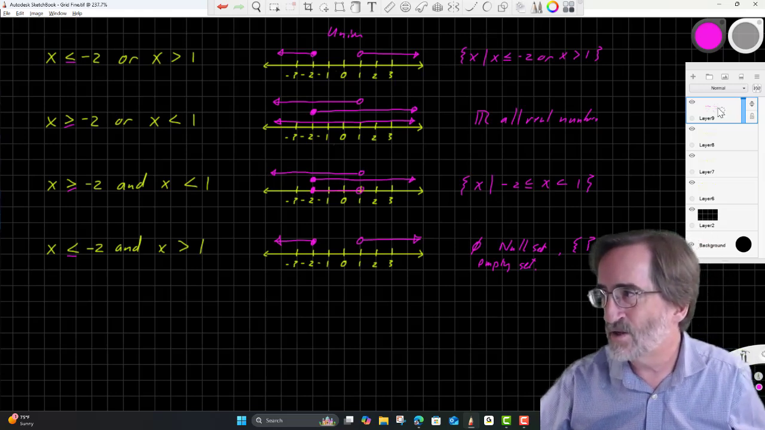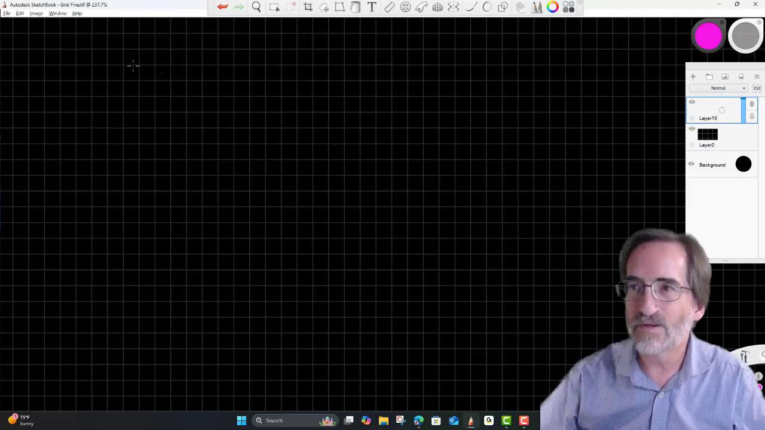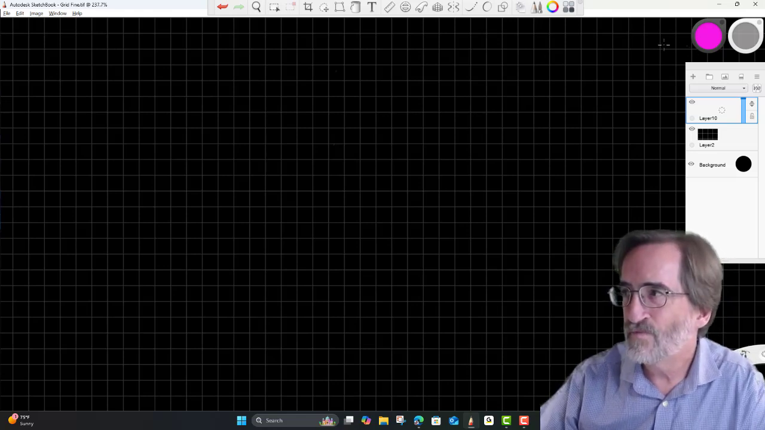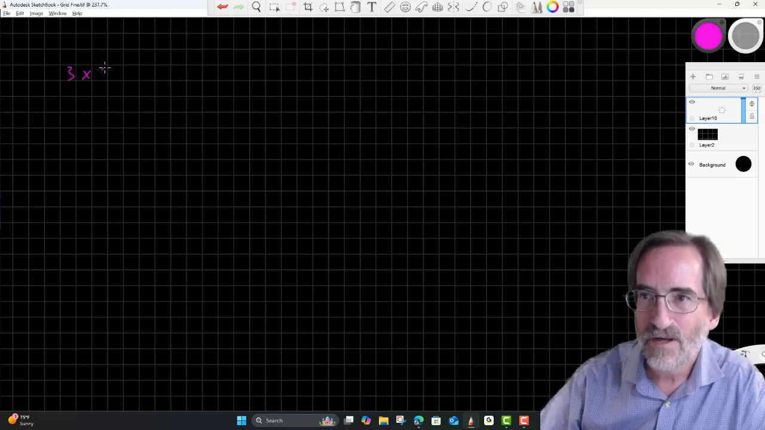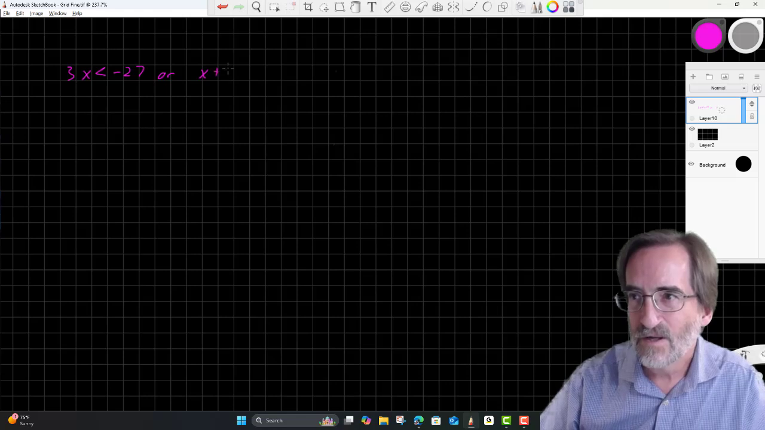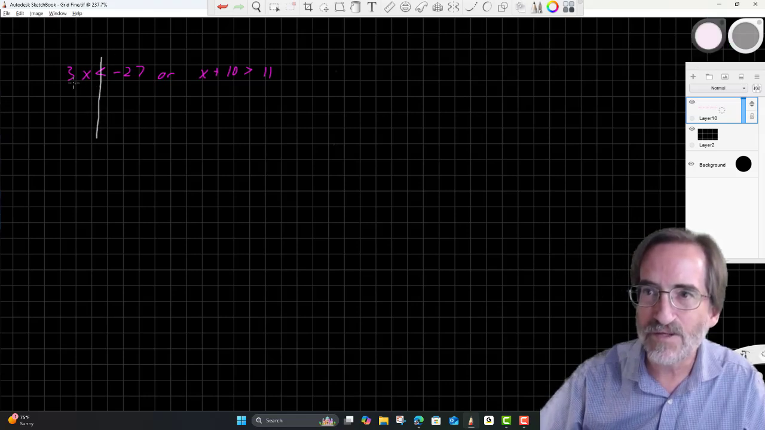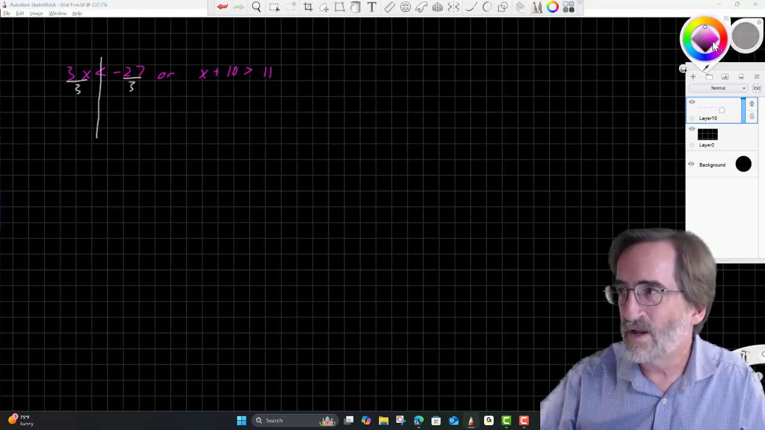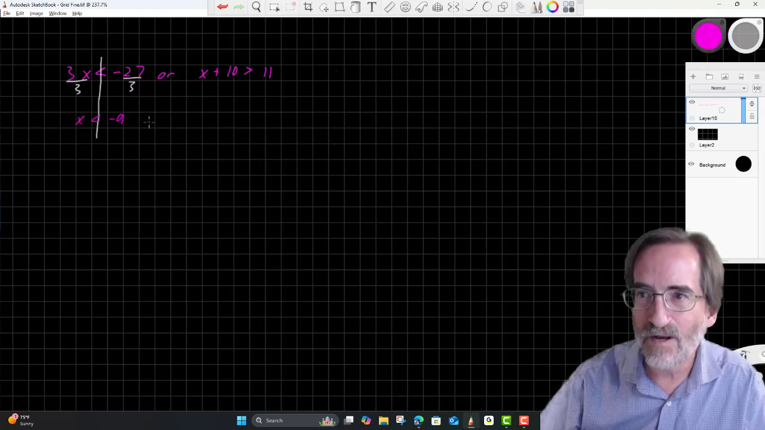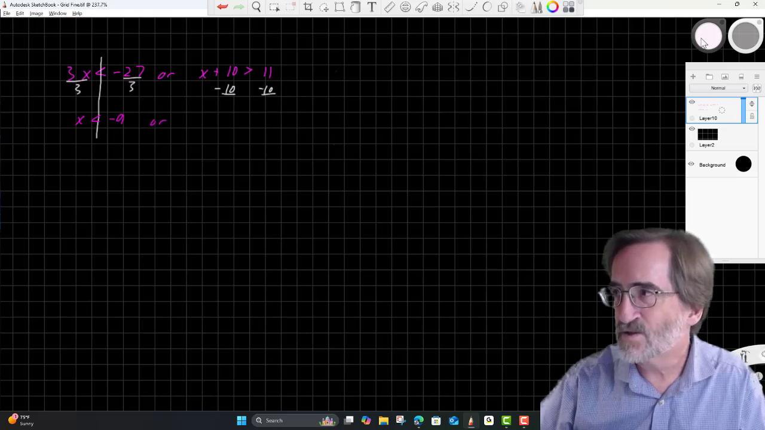And you can do this a number of ways. We can see this in context a number of ways here. Let's go ahead and do a problem like you'll be given in the problem set. Let's say we have the compound inequality: 3x is less than -27, or x plus 10 is greater than 11. So we would solve both inequalities, remembering that anything that happens to the left happens to the right. Divide by 3. We end up getting x is less than -9, or subtract 10 from both sides, x is greater than 1.